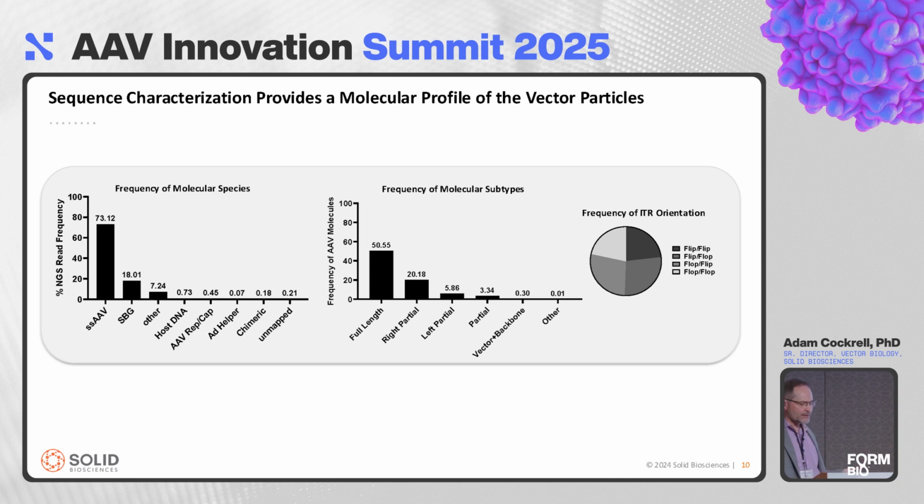There's a classification that we're calling other, which is somewhat the inability to classify some of the molecules that are in there. And then they can classify host DNAs and then the various helpers, chimeric molecules, and then there's some proportion of the population that's unmapped.